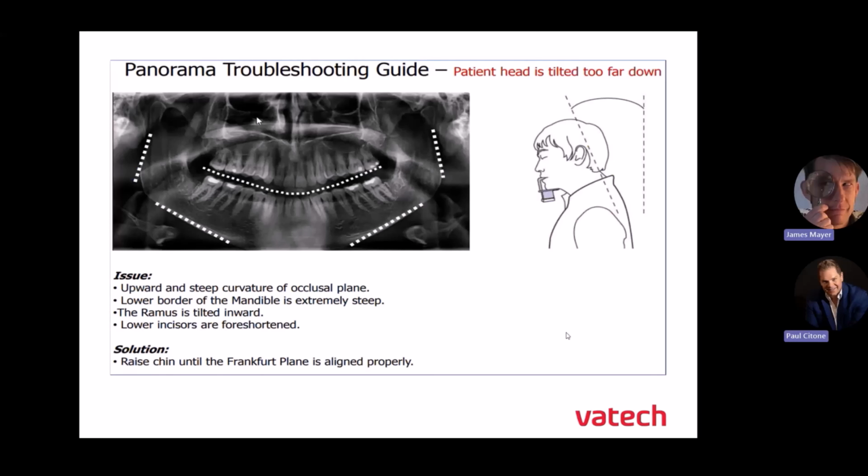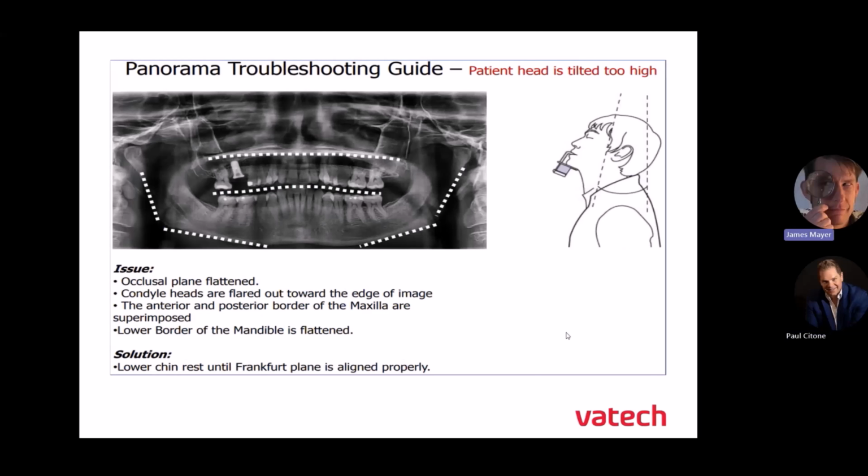Right. Yeah. And on the opposite spectrum, where their head's tipped up too high, that causes that frown. And you can see those condyles are tipped out. So that's what we're going to see when we have the patients with their head tipped up too high. It's going to cause the pan with a frown. So do not want this image here.